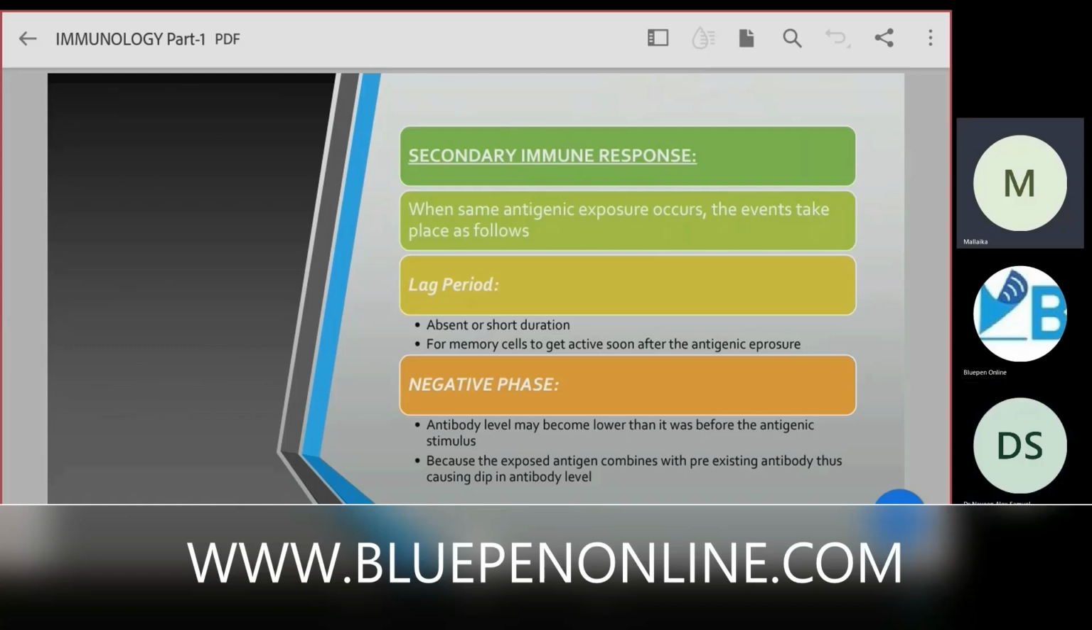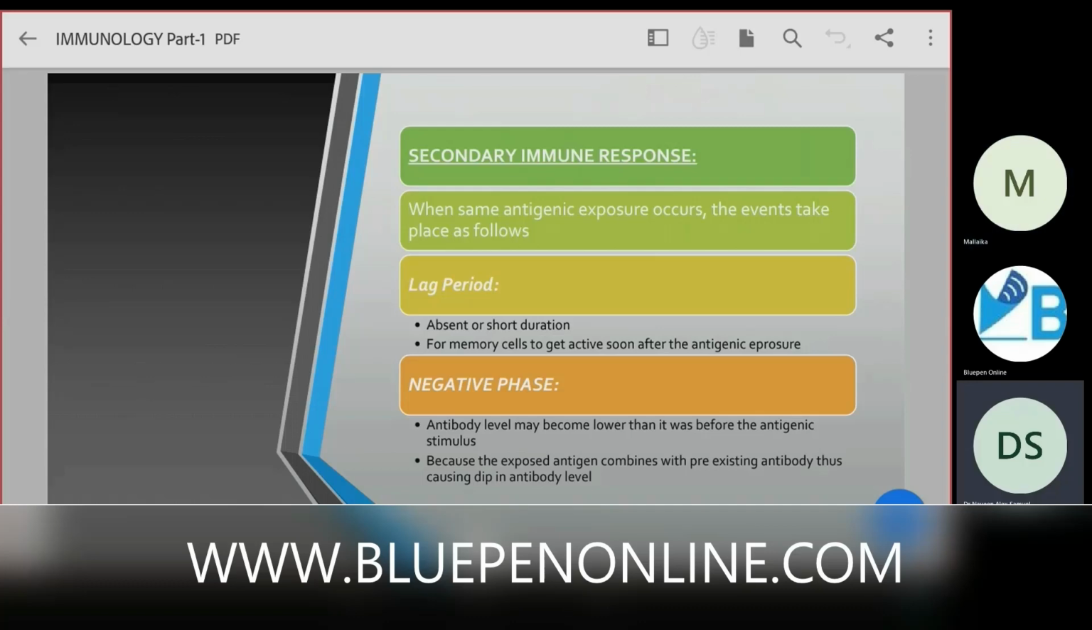So basically the pre-existing antibodies from the primary immune response, yes. I told you the 5% memory antibodies are present constantly in the blood, in the serum. So once you are re-exposed to the same antigen, the antigen will suddenly attack these antibodies and form an antigen-antibody complex. So there will be a dip in the number of free memory antibodies. That will cause the negative phase. Got it? Yes, sir.